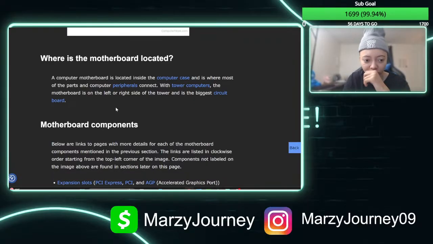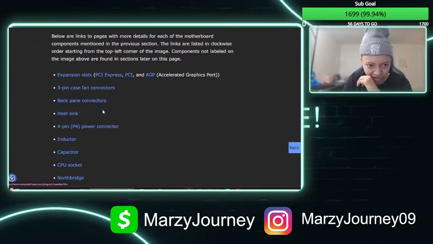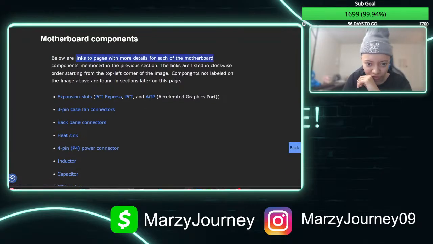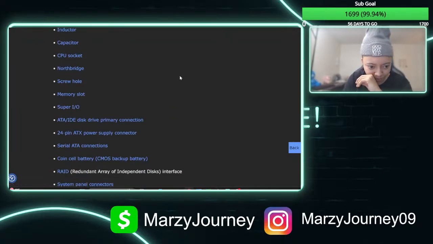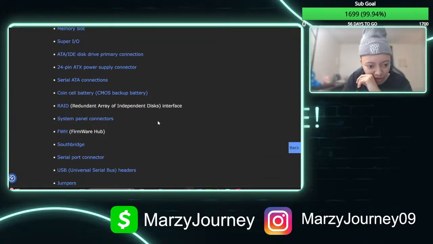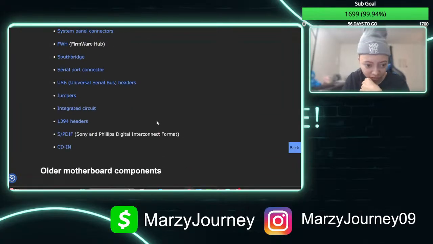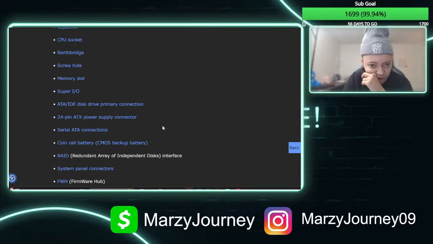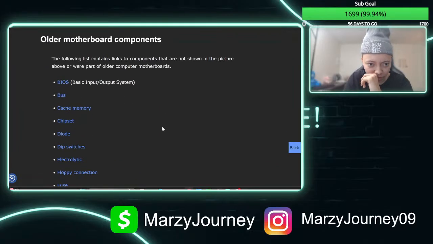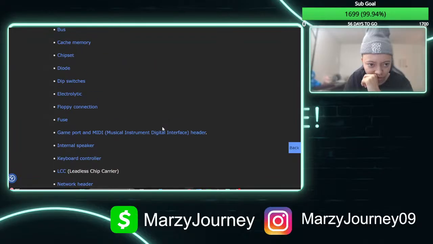Yeah, so we don't need to get into that. It says below are links to pages for more details on motherboards. The only thing, what was I looking for again? I wanted to see the difference. I should have written it down on paper. But I'm trying to see the different parts of the motherboard. This is just teaching different things.